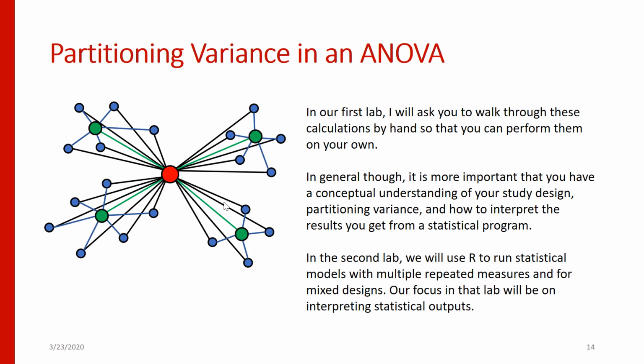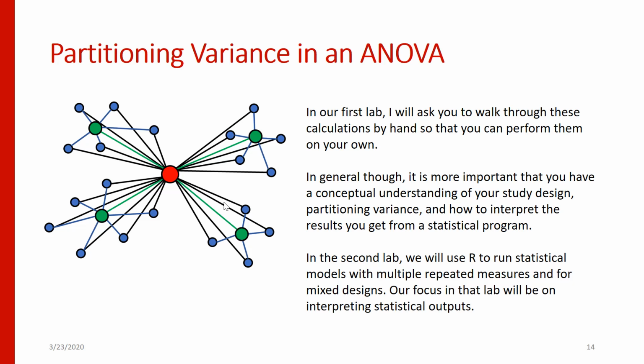In general, though, if we're dealing with a repeated measures design or we're dealing with a mixed design, when we have variables at both the between and the within subjects level, these calculations are going to get pretty complicated, and you're not going to be asked to do these things by hand. So doing them by hand is an important first step to build up your understanding of how these calculations work. But as we move forward, it's going to be more important that you have a conceptual understanding of your study design, conceptually understanding what partitioning the variance means and different sources of variance in your experiment, and then how to interpret the results that you get from a statistical program.